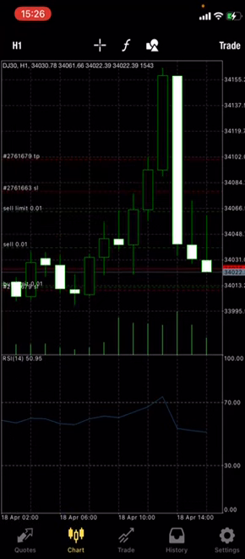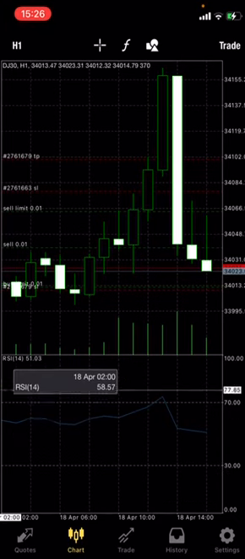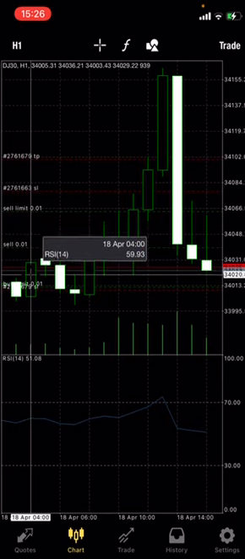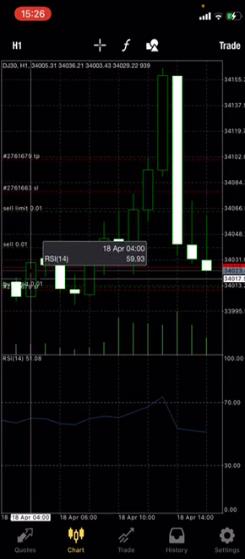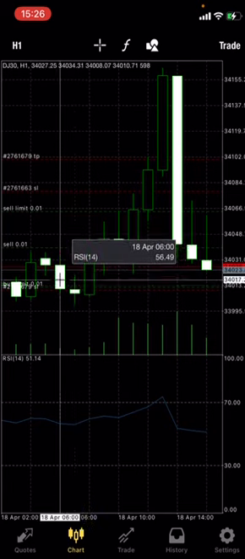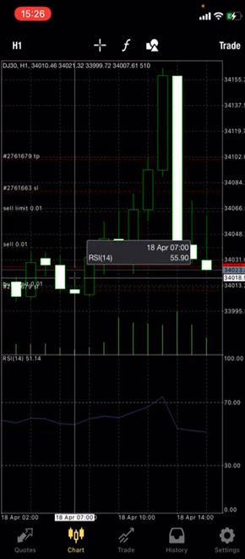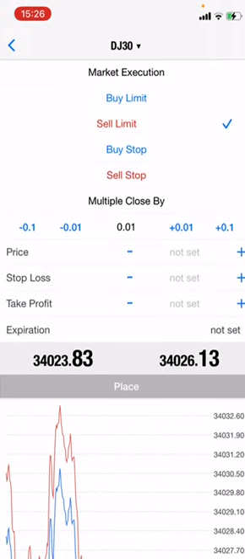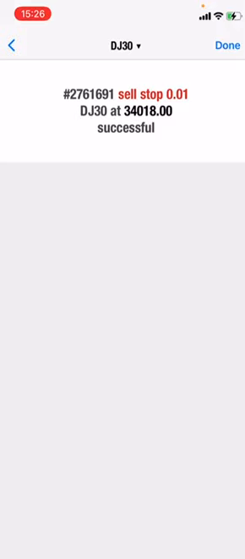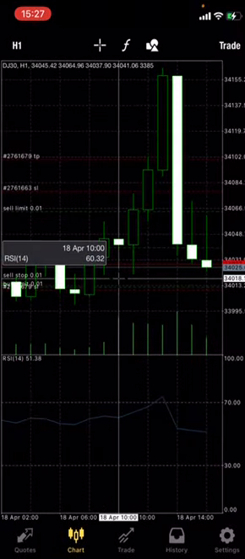So let's say I want to put a sell stop. In this case, where the market is just moving down, just place it exactly underneath where the market is going, so that as it goes in that same direction, it can go the same direction with me along the way. 34018, 34108, is it 34108? 18, okay, place. So you see here's our sell stop.